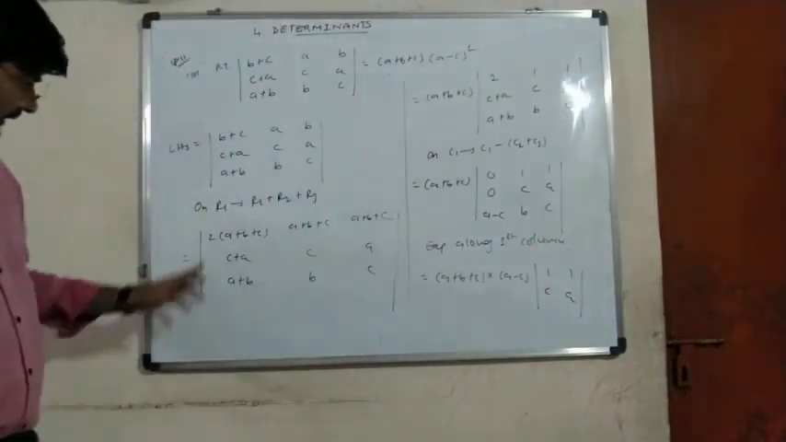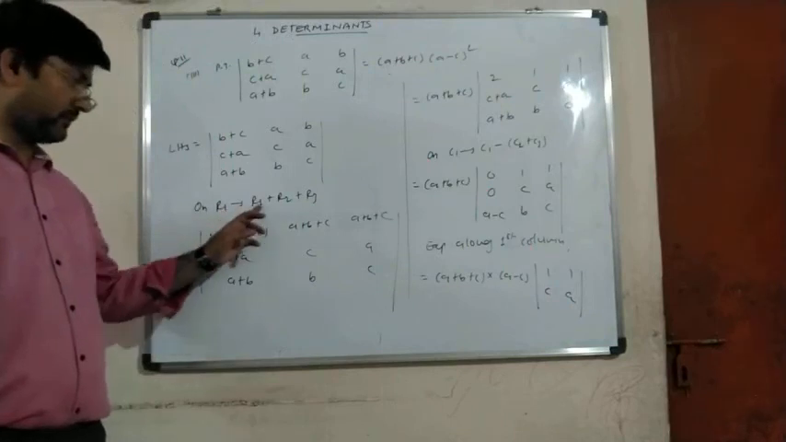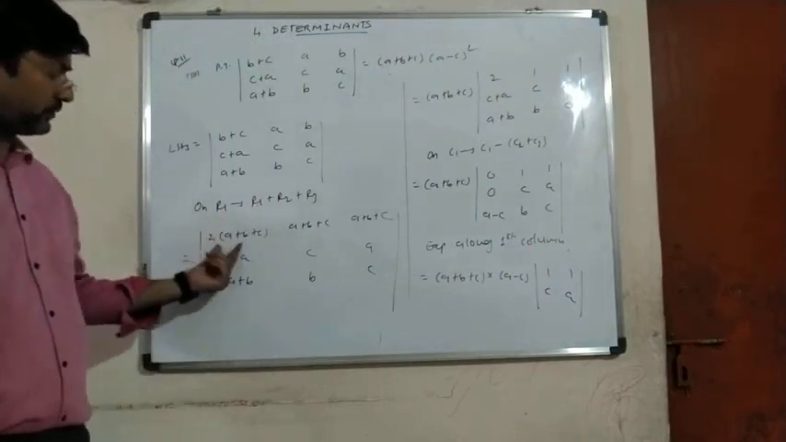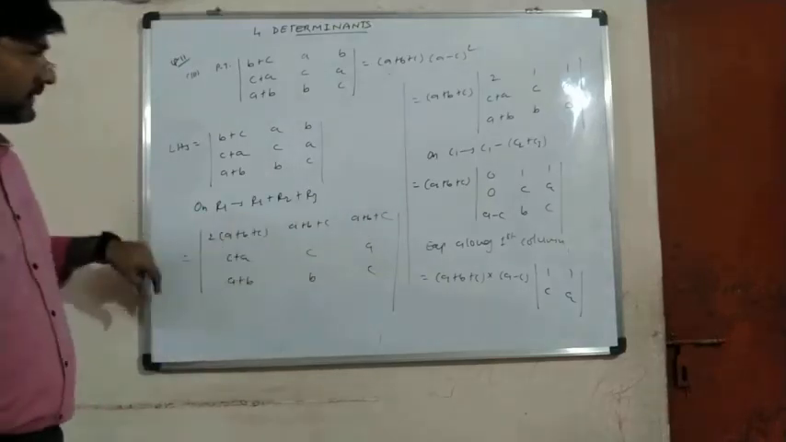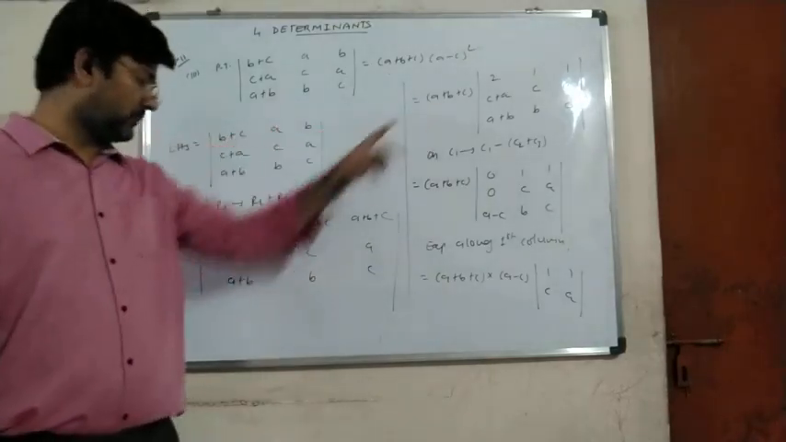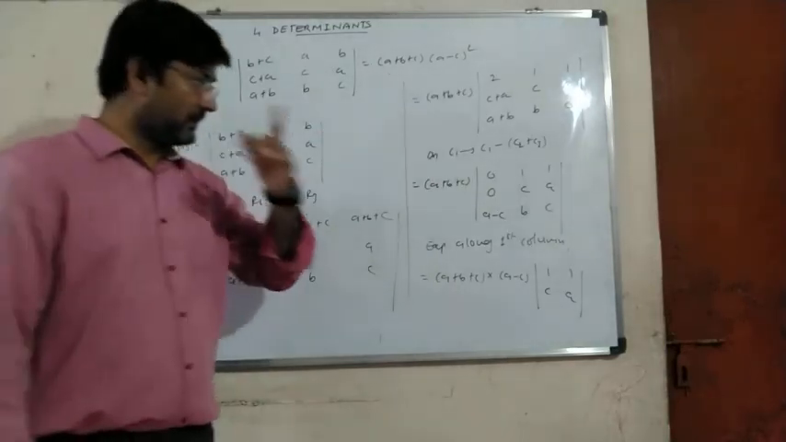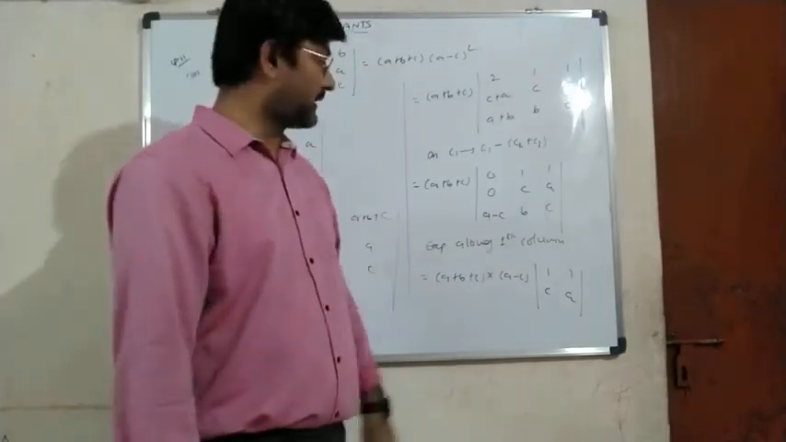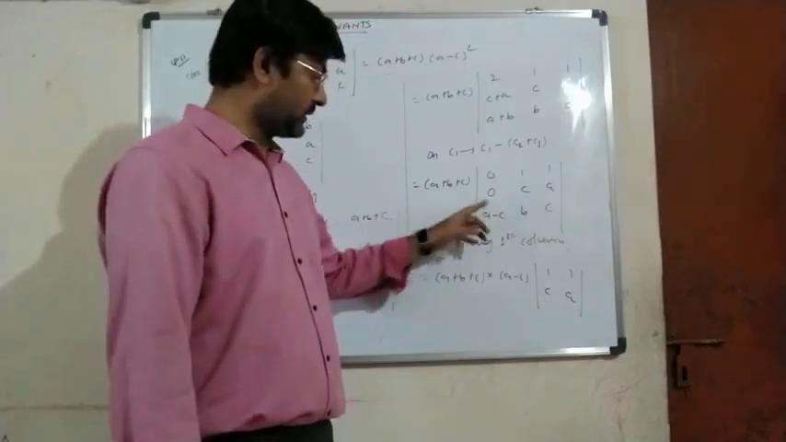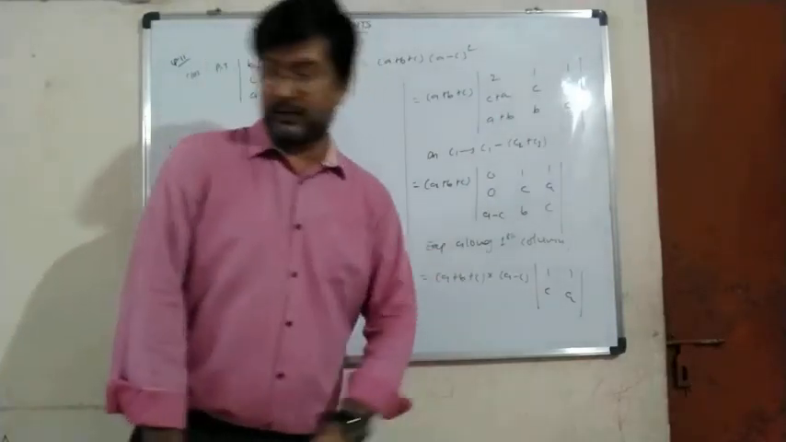So again, first step on R1 we have added the 3 rows, so we got 2 into A plus B plus C, A plus B plus C, A plus B plus C. We have taken A plus B plus C common, so we got 2, 1, 1. Then next operation on C1 minus C2 plus C3 I have done, so I got 2 zeros. Then I have expanded along the first column.